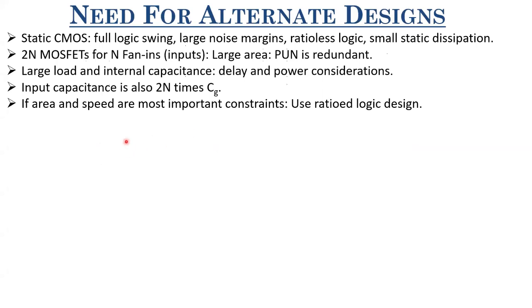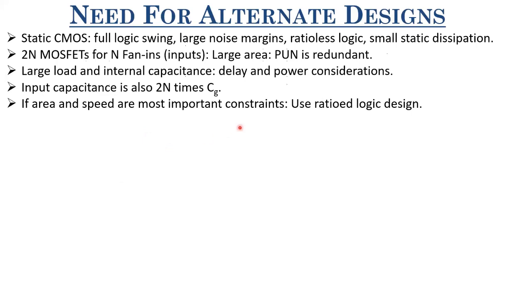So whenever area and speed are the most important constraints, and we don't care about noise margin, full swing, and so on, then we can go ahead with what is known as ratioed logic design. Why ratioed, I'll discuss that later. But first, let us see a style of logic design which is called pseudo-NMOS or pseudo-logic design. So what exactly is this?